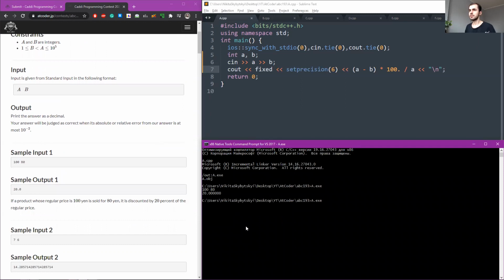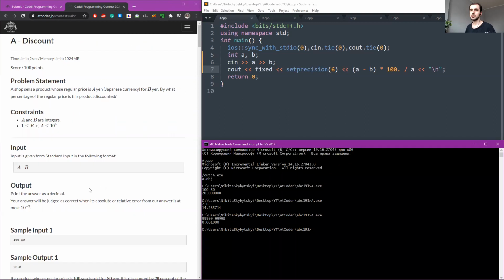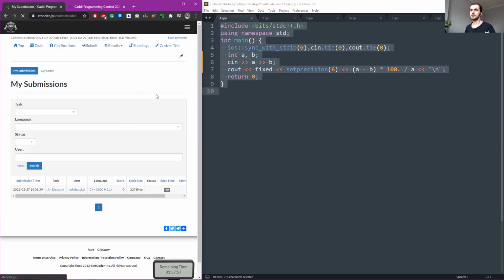All right. Sounds reasonable. Another small test. I think the error is like 10 to the negative. Yeah, I think we are fine with that solution.